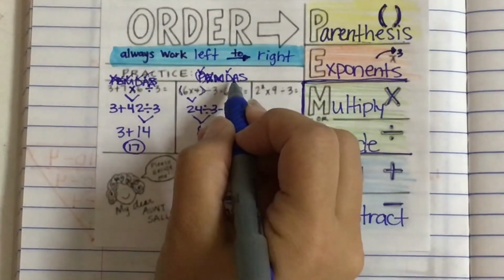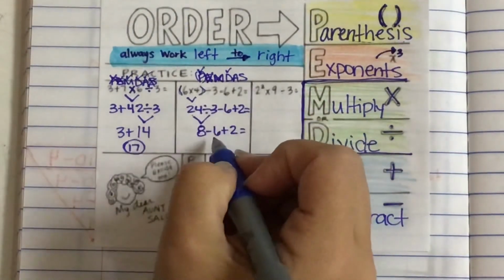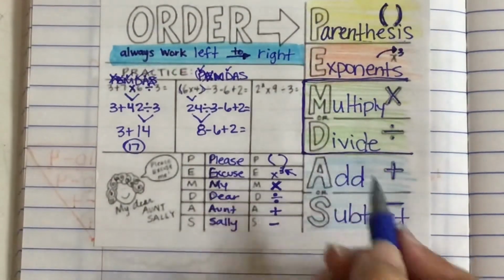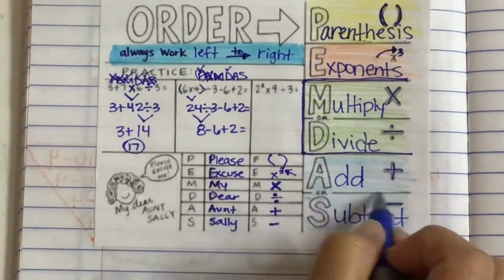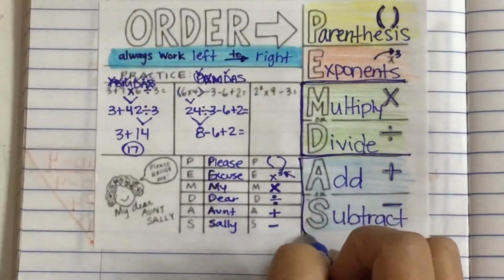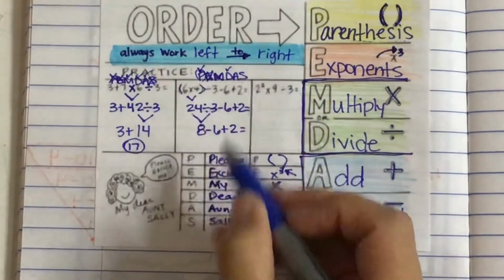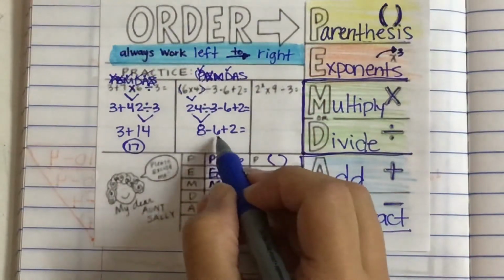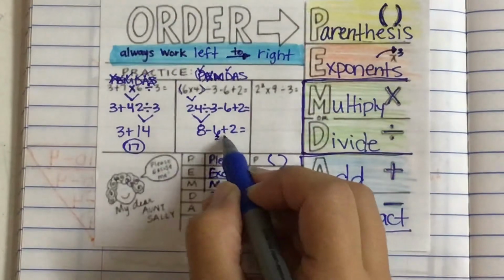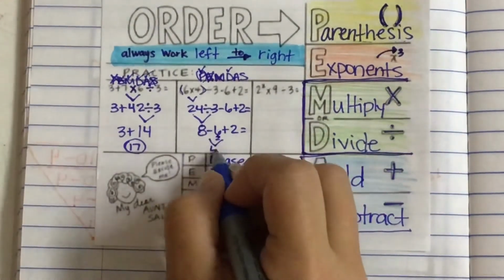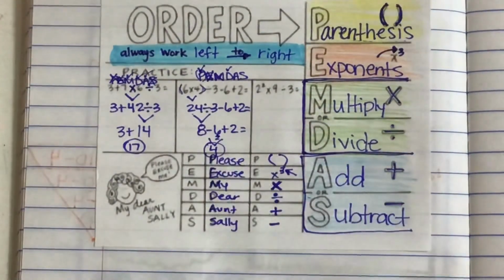According to PEMDAS, it looks like addition comes first, but is that how we're going to solve it? No, because remember, addition and subtraction are at the same level. So I'm going to do addition or subtraction, whichever one comes first, left to right. So that means I'm going to do my subtraction first. 8 minus 6 is 2. Plus 2 gives me 4. My answer is 4.